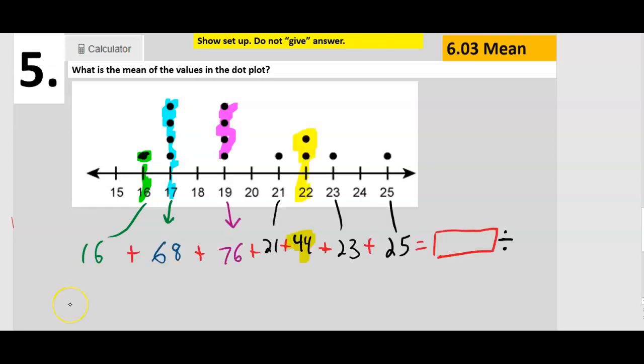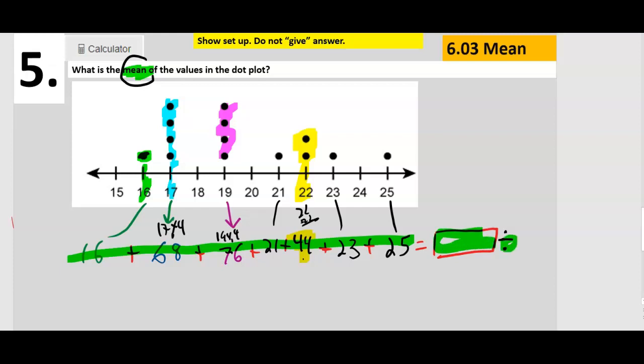Well, anyhow, I did 17 times 4, got 68. Here I did 19 times 4, got 76. And here I did 22 times 2, or actually I just did 22 plus 22 because I just did that in my head, right? Okay. And then what's the steps for finding the mean? Add up your data points, divide by how many data points you have. So add them all up, whatever you get in here, and divide by how many data points you have. Let's find out. 1, 2, 3, 4, 5, 6, 7 data points. Divide by 7. Off you go.